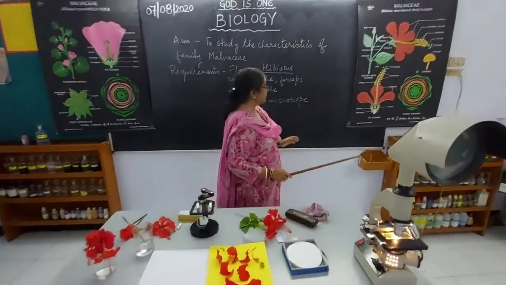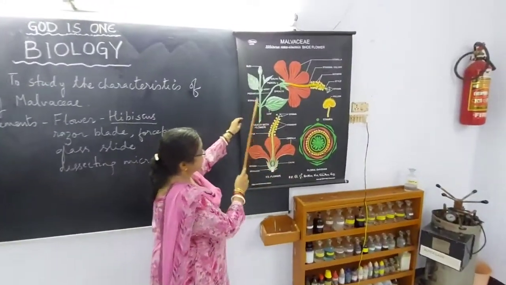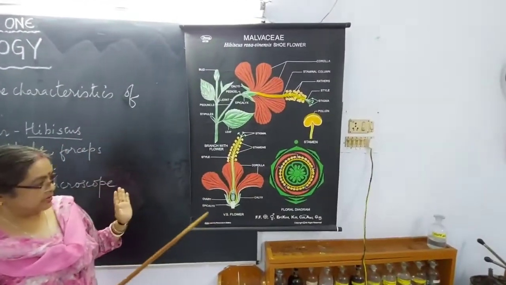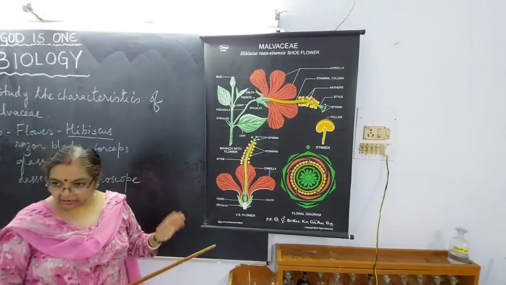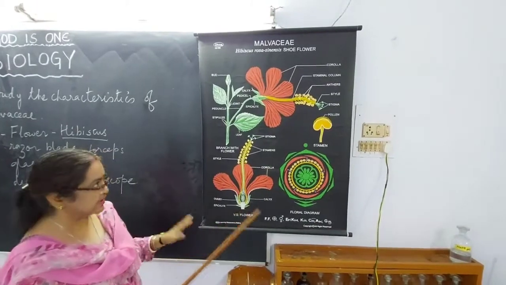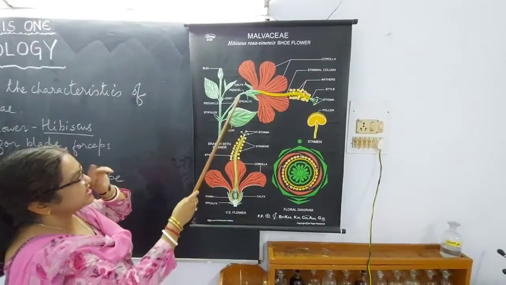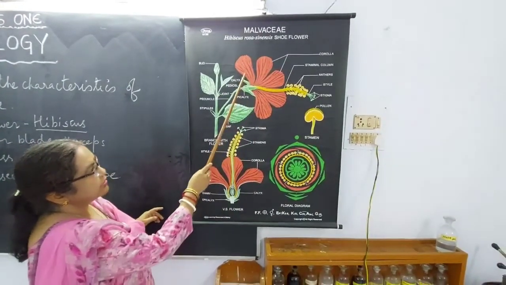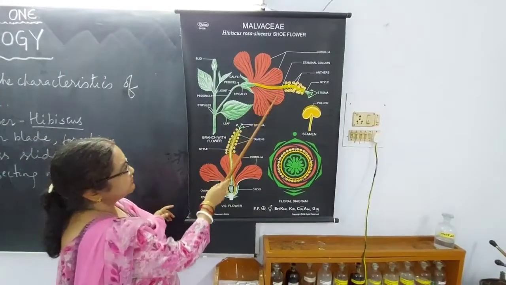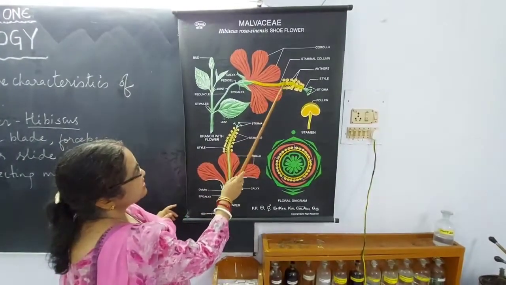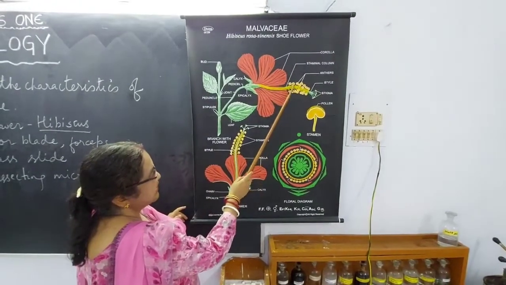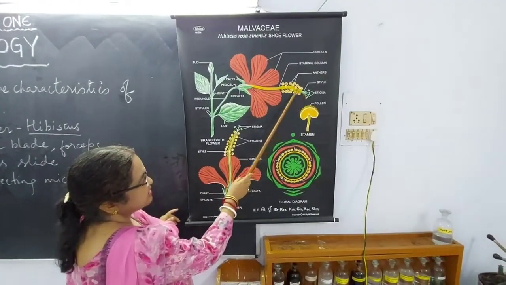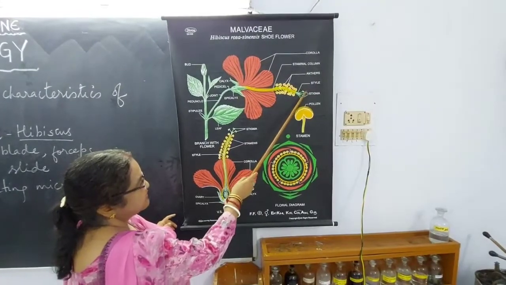Now we will see this in this chart. The same family has been displayed. You have to draw all these diagrams in your practical notebook. This is the complete flower showing the corolla, that is the petals, 5 petals. Then this is the staminal column or staminal tube, as you can call it. These are the anthers. The style emerges from here, and these are the 5 stigma.